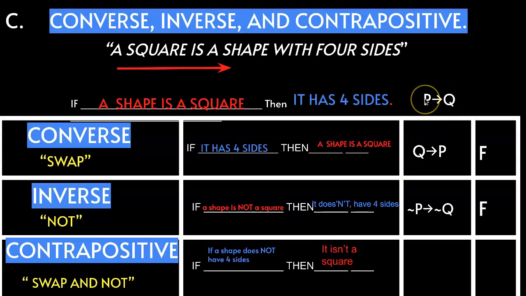Now think of these symbols up here from the original. If I swap them, Q will come first. If I not them, I need the squiggles. So not Q implies not P. Let's read that. If the shape does not have 4 sides, then it isn't a square. Well, that's very true. So the truth value of that would be true.